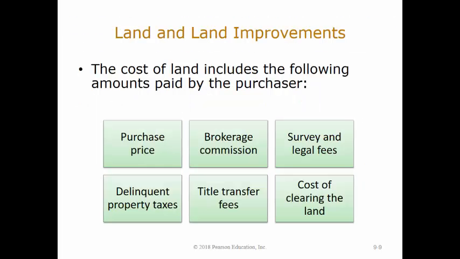The cost of land includes the purchase price, brokerage commissions, survey and legal fees, delinquent property taxes, title transfer fees, the cost of clearing the land, and the cost of removing old buildings from the land. Land is a unique kind of plant asset that is never depreciated.